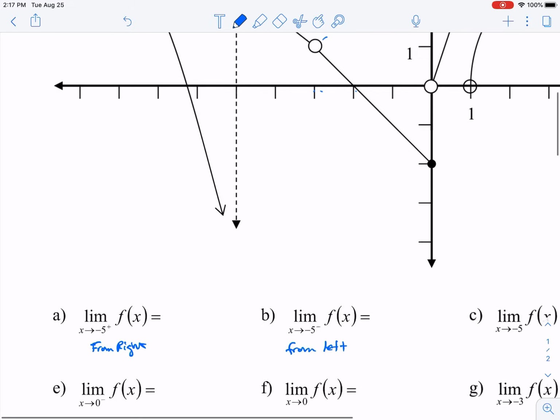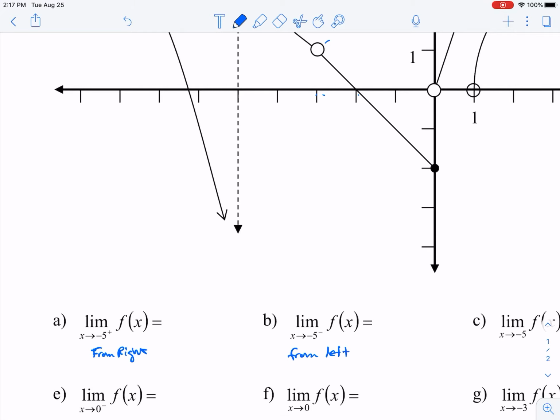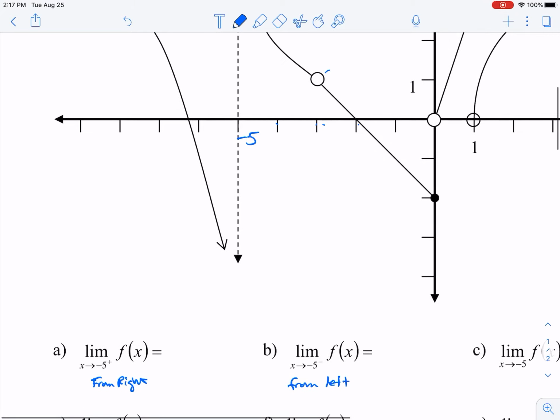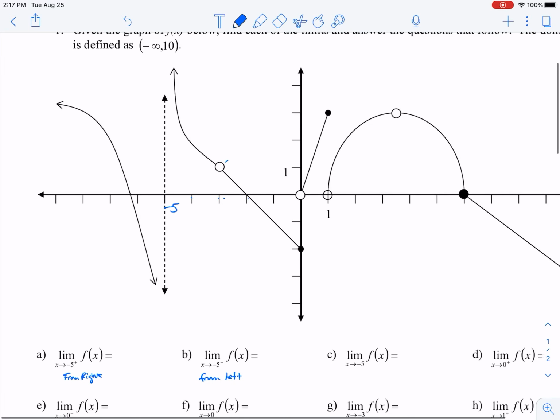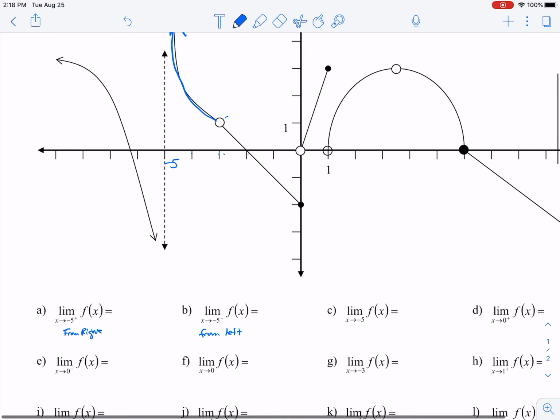All right. So this is asking me when I get to -5. 1, 2, 3, 4, 5. This is -5. And I'm approaching -5 from the right. So this is the right side of it. So I'm coming in this way. I'm going to say it goes to positive infinity. You could say does not exist because you went to an asymptote, all right?